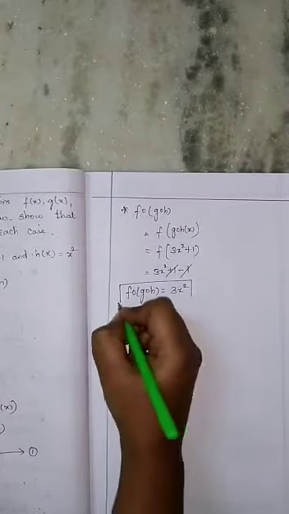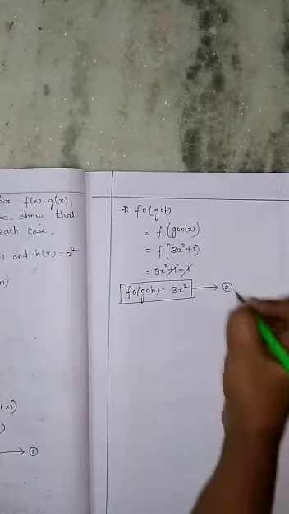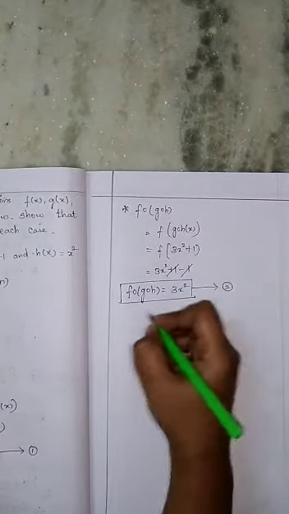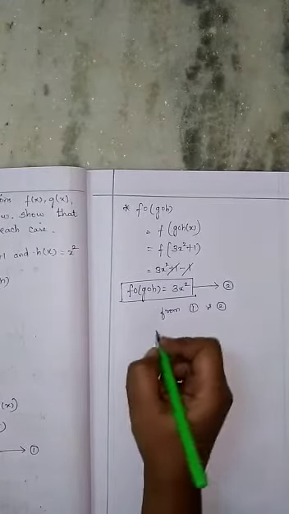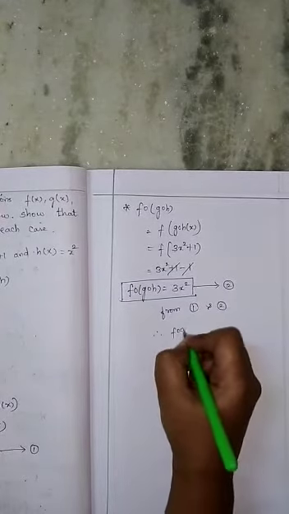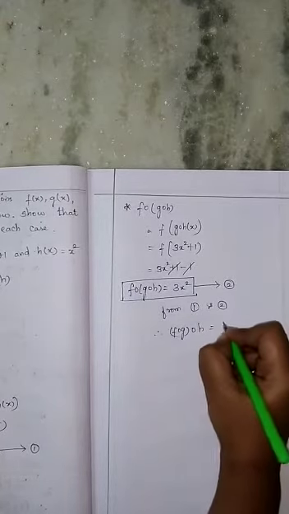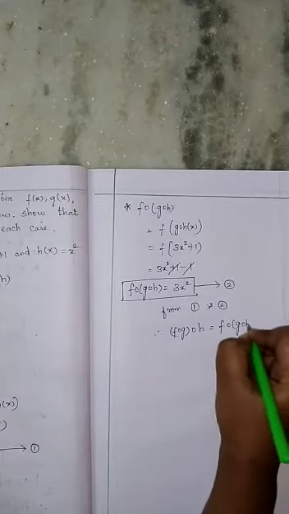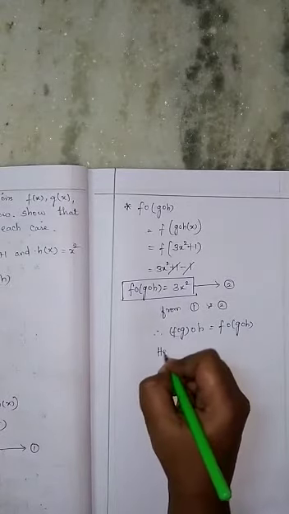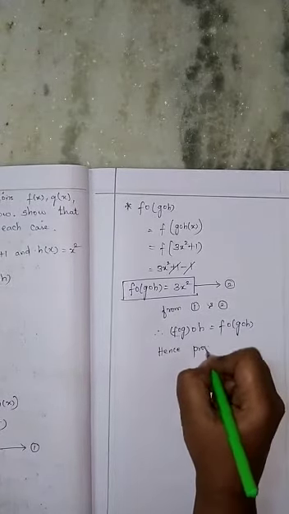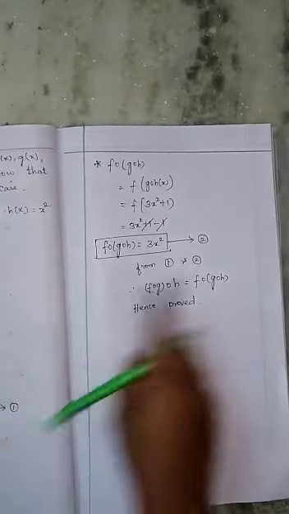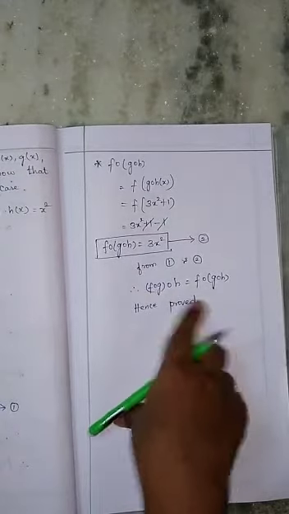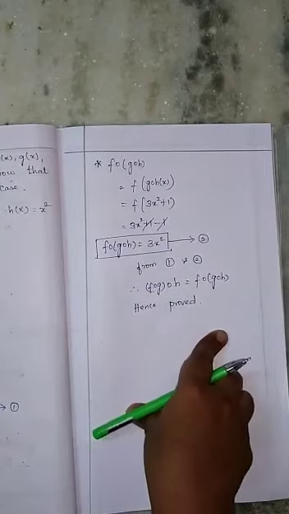This is the second equation. So from 1 and 2, f of g of h is equal to f of g of h. Hence proved. Both are equal. Both got equal answer. See, in the first equation 3x square, the second equation also 3x square. So both equation answers are the same. So you just write like this. This is the final answer. Hence proved.